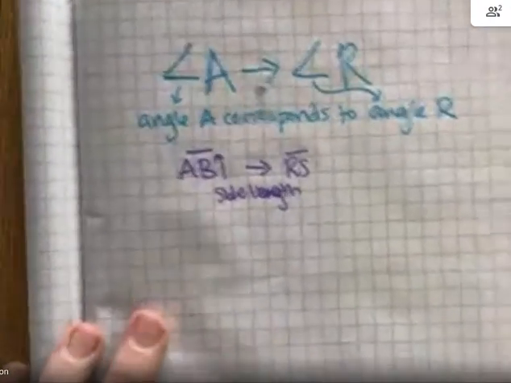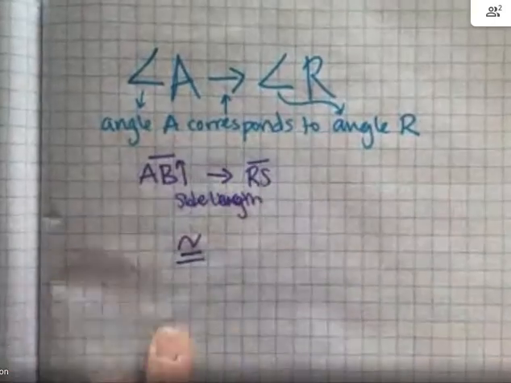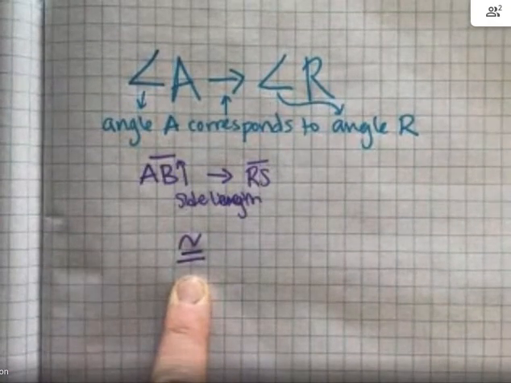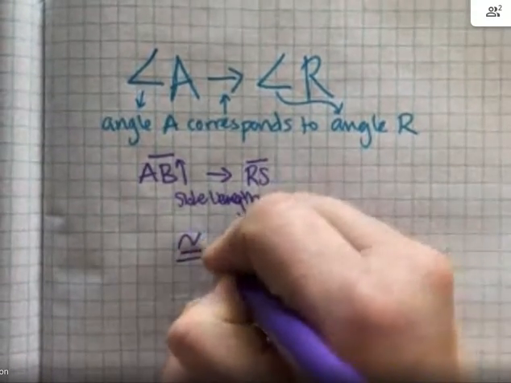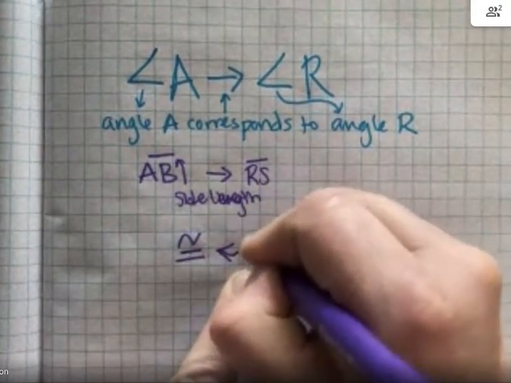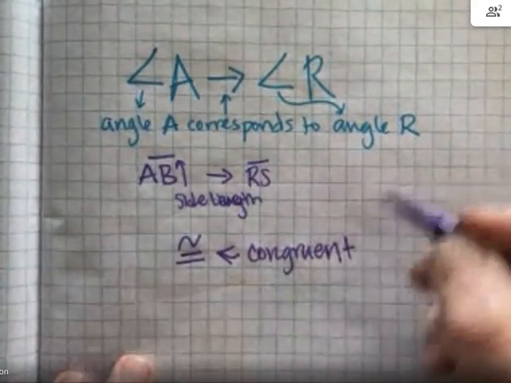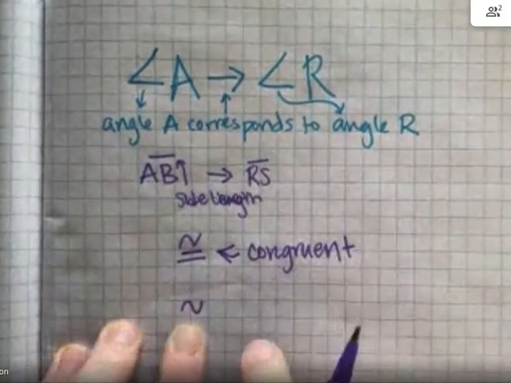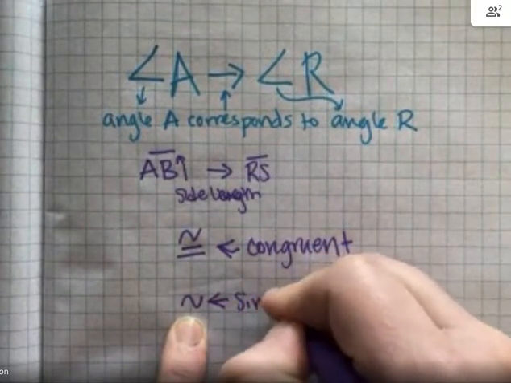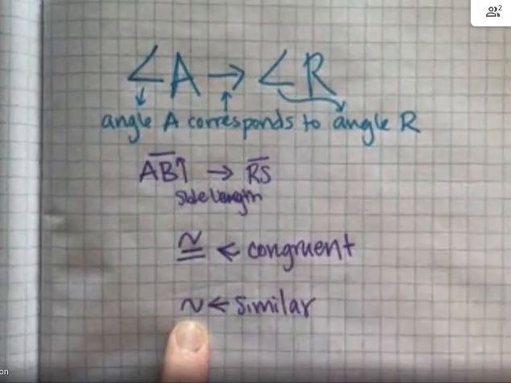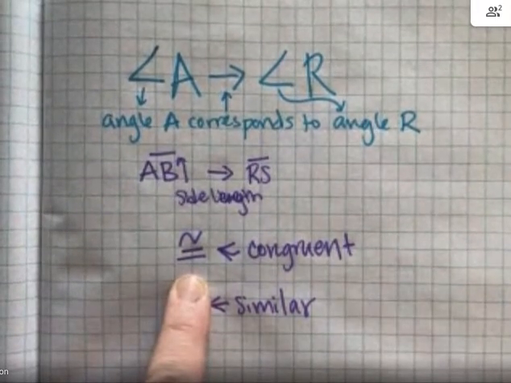Last but not least, you are going to see this symbol. Two lines that look like an equal sign with a little squiggly on top. This symbol means congruent. In the past, you have maybe seen this symbol right here. This symbol means similar. We are not going to be making similarity statements. We're going to be making congruence statements.